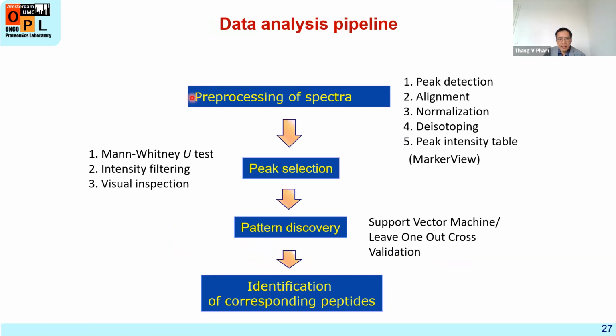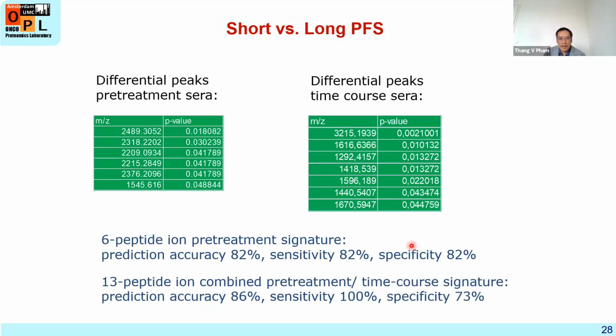I will not go into detail about this, but for feature selection, we just use a filtering method where we select the top peptides using a statistical test, and then we use support vector machine with leave-one-out cross validation. And these are the results. We have a 6-peptide signature that has a predictive accuracy of 82%, and a longer version with 13 peptides that have slightly higher accuracy.